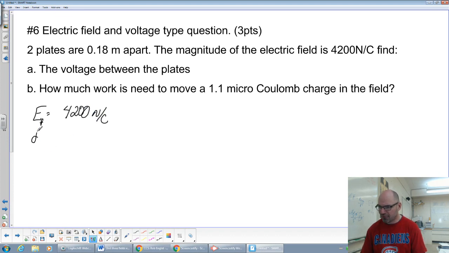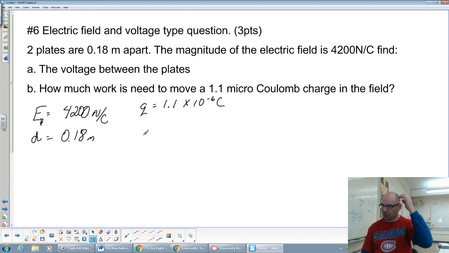Okay, we know a distance. And that's it. Oh, and we know a charge in the field. Okay, 1.1 times 10 to the negative 6 coulombs. And that is it. Okay, so the first part is just applying a simple formula for the potential difference.